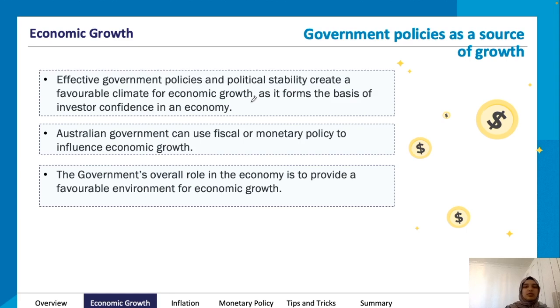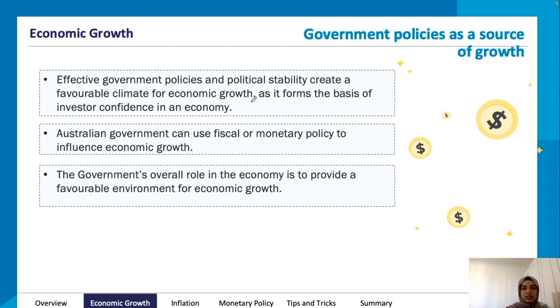Government policies as a source of economic growth for Australia. Effective government policies and political stability can create a favourable climate for economic growth, because investors will feel confident in the economy. They'll be like, you know what, Australia's doing well, they have great policies, they're really stable politically, so I feel safe investing my money into Australia, and I feel like I will get a return.